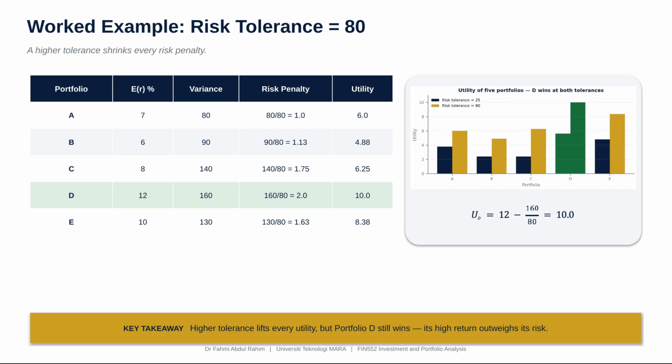But notice the punchline. Portfolio D still wins with the highest utility of 10. So for both the cautious and the bold investor in this example, D turns out to be best because its high return of 12% outweighs its risk under either tolerance. The takeaway, a higher tolerance lifts every utility, but here portfolio D still wins, its high return outweighs its risk.